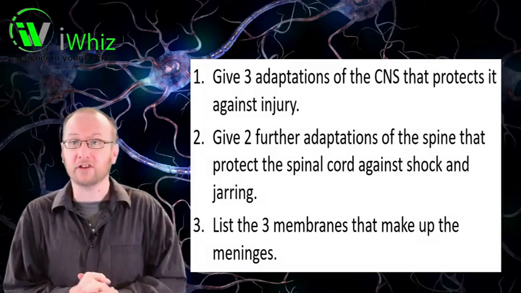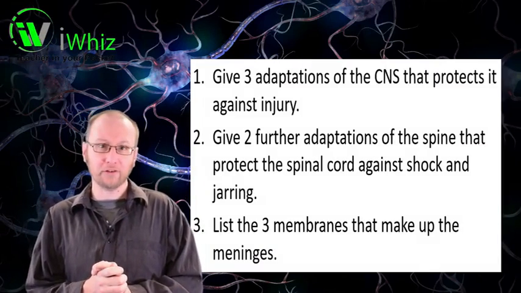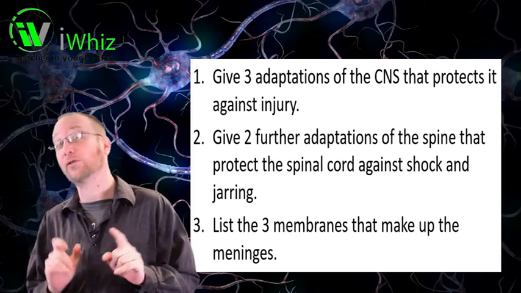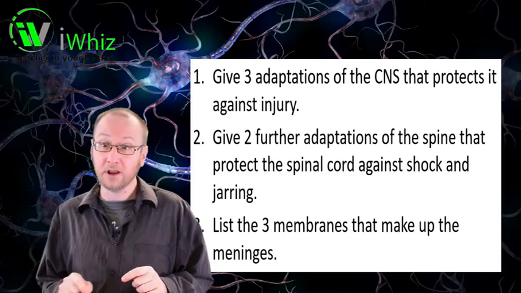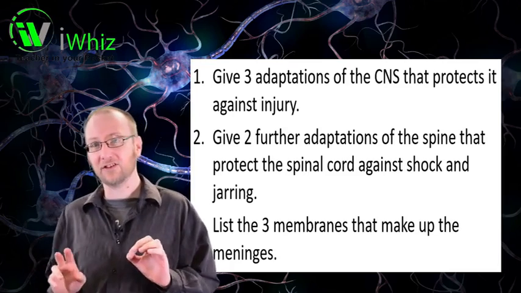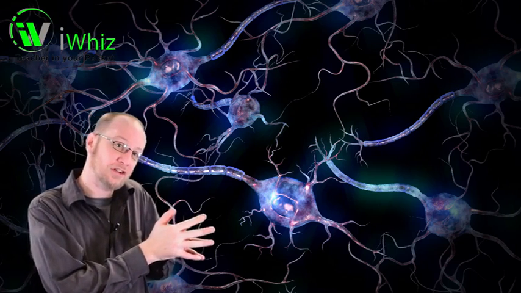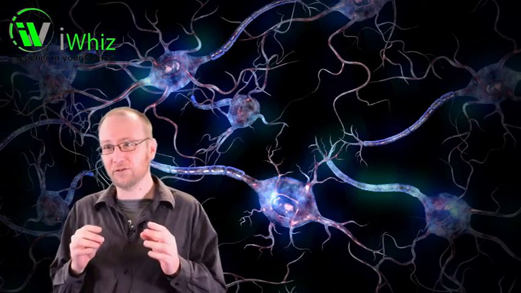Okay guys, so in this last slide, let's have a look at these last 3 questions. Question number 1 says, give 3 adaptations of the CNS, remember CNS stands for Central Nervous System, that protects it against injury. In our last section, I gave quite a few different examples of the way that the central nervous system is adapted for protection. Let's see if you can remember at least 3 of them.